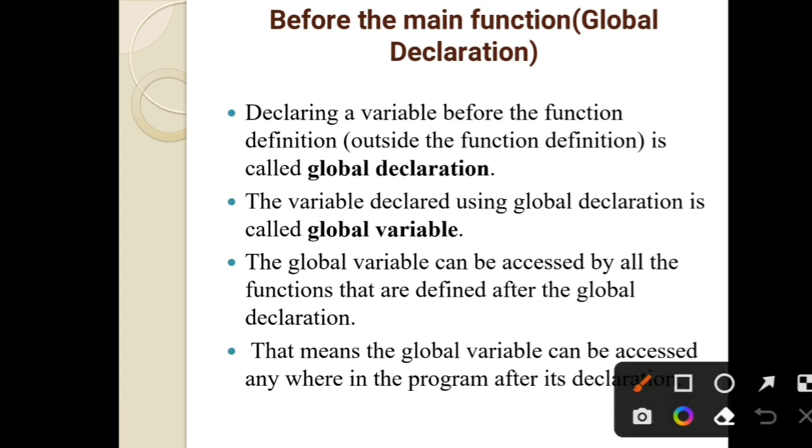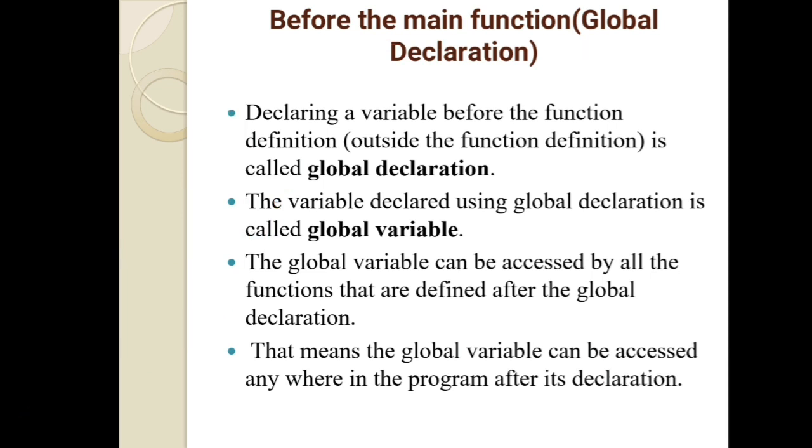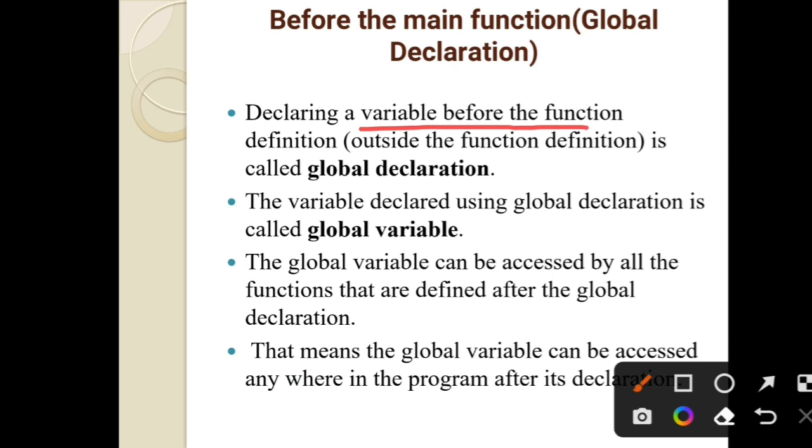The first one, before the main function, is known as global declaration. So when we declare a variable, that is int a, before the main function, so I am declaring it before int main, this is known as global declaration. So declaring a variable before the main function definition, outside the function definition, is called global declaration.